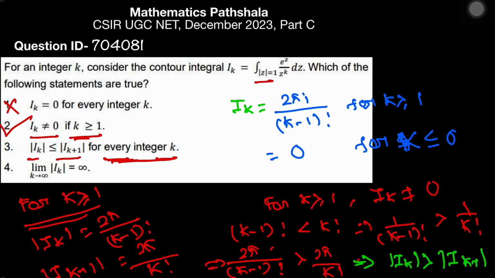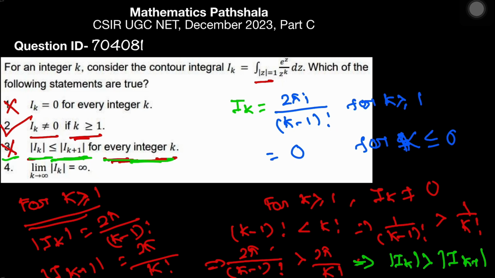So |I_k| is greater than |I_(k+1)|, but in option 3 it is said that |I_k| is less than or equal to |I_(k+1)| for every integer k. We get the opposite: for k greater than or equal to 1, |I_k| is greater than |I_(k+1)|. Therefore option 3 should be false.